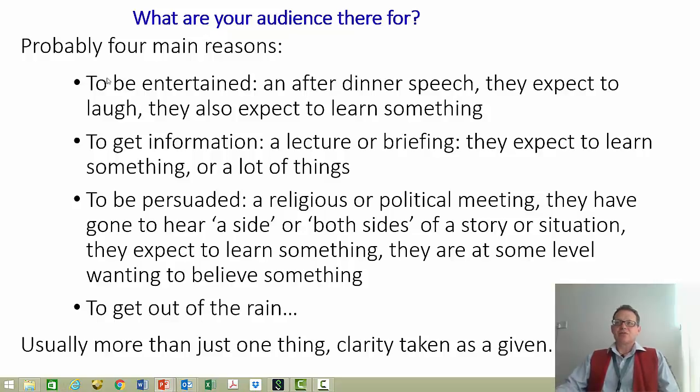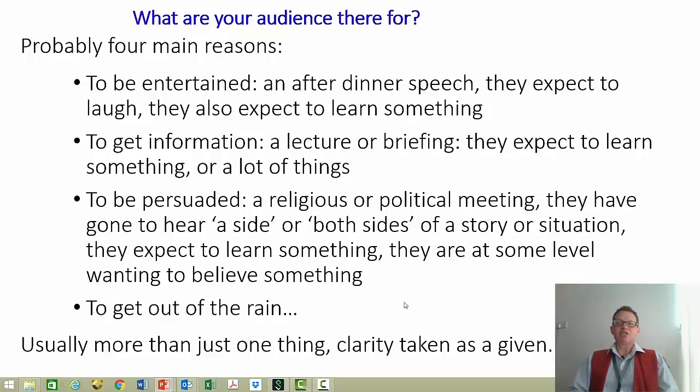Anyway, so they may have come to be entertained. They may have come to get some sort of information, a lecture or a briefing. And in that sort of situation, they're still expecting to learn something, but they're expecting to learn quite a lot of things. And if it's very practical, like how to use your vacuum cleaner, quite detailed as well, or quite technical. They may have come to be persuaded.